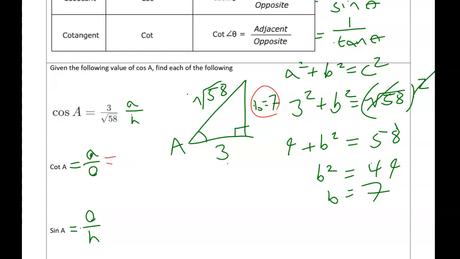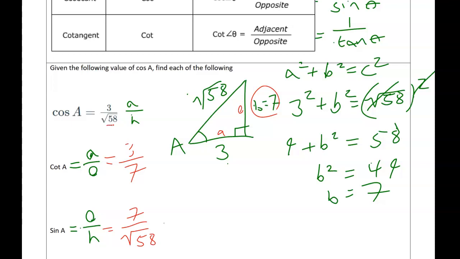So adjacent over opposite, well, that would be 3 over 7 for cotangent. Easy enough because adjacent, opposite, and then hypotenuse. And then opposite over hypotenuse, well, that's going to be 7 over the square root of 58. And then I want to do what is called rationalizing the denominator. So I'm going to multiply by what is a fancy form of 1, because we don't like the square root to be in the denominator.